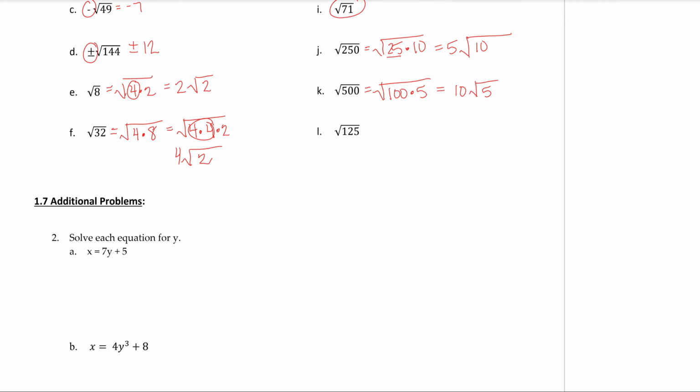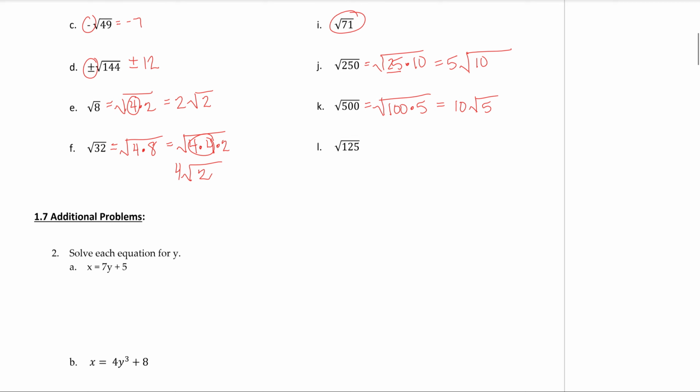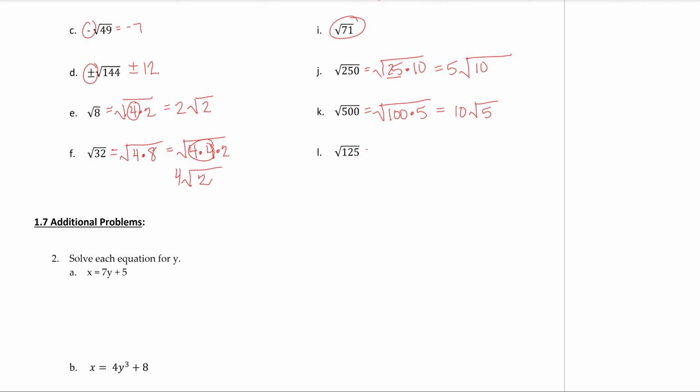Again, I'm always looking for numbers that I know I can take the square root of. Okay, so 125. Well, I know that this is the same as 25 times 5. So again, I take the square root of 25, which gives me 5. And that 5 remaining stays underneath my square root.